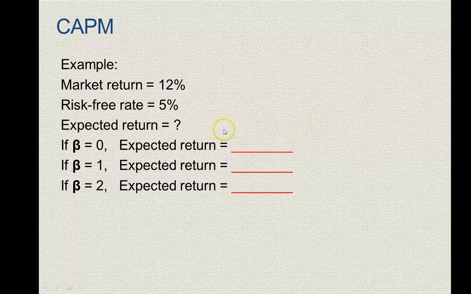So now let's go to this example. Suppose the market return is 12%, risk-free rate is 5%. What is the expected return based on the CAPM model? If beta equals 0, what is the expected return? Here we don't even need to calculate. If beta equals 0, that means it's risk-free. So if it's risk-free, the expected return has to be the risk-free rate. So this has to be 5%.